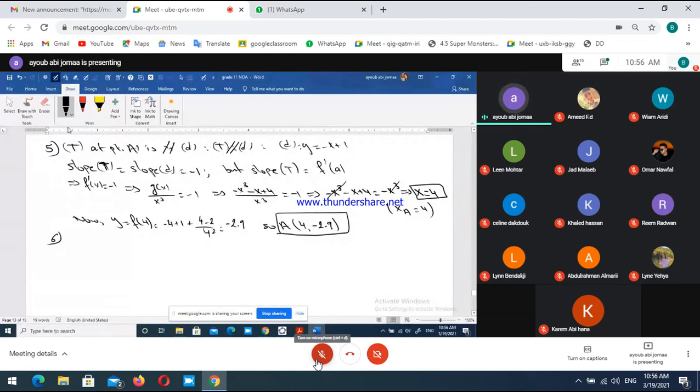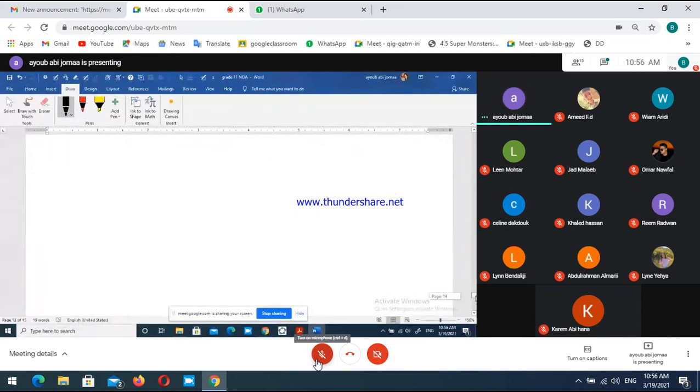Now the last part, you have to draw the curve, the tangent line and the slope.